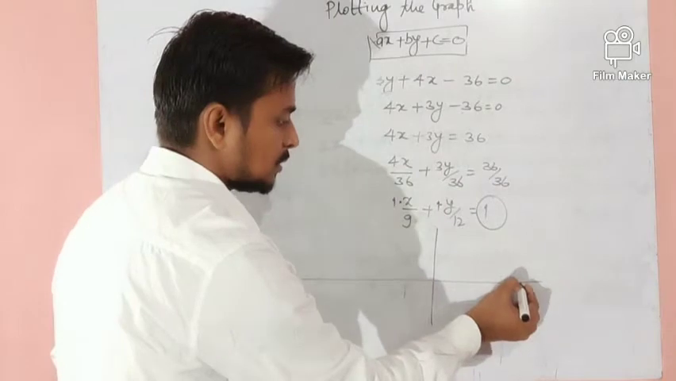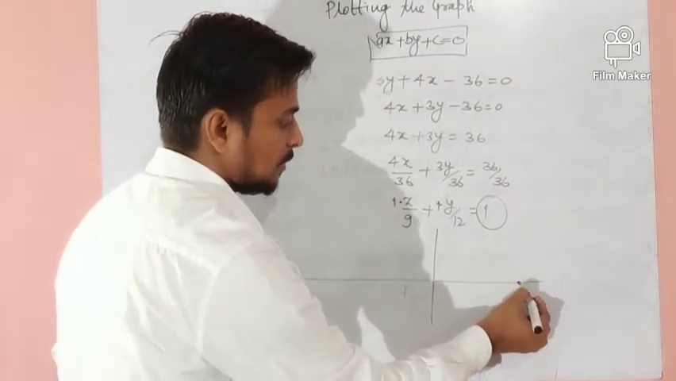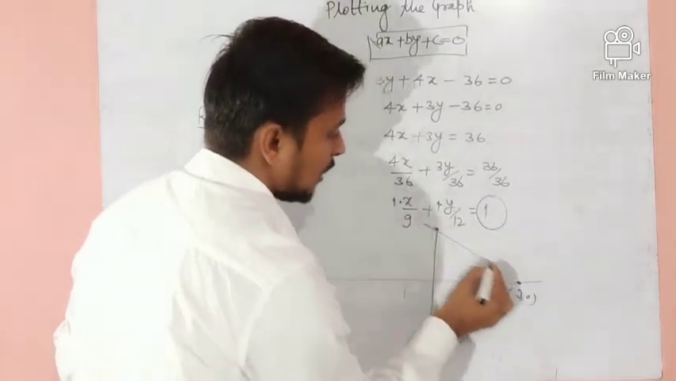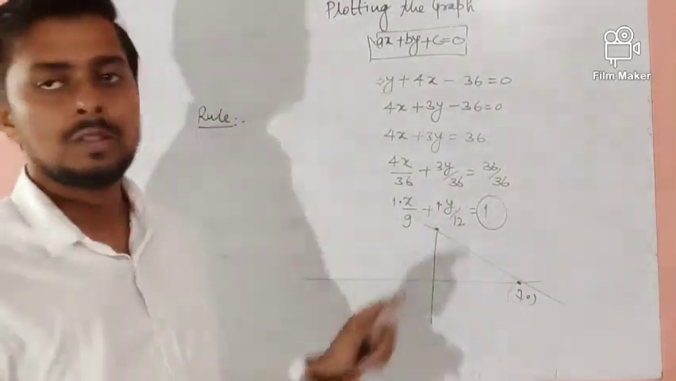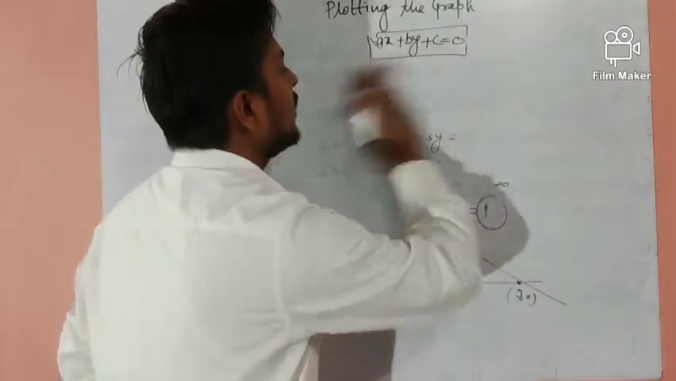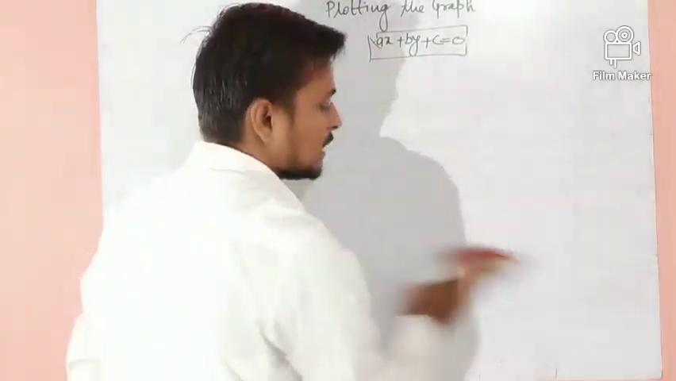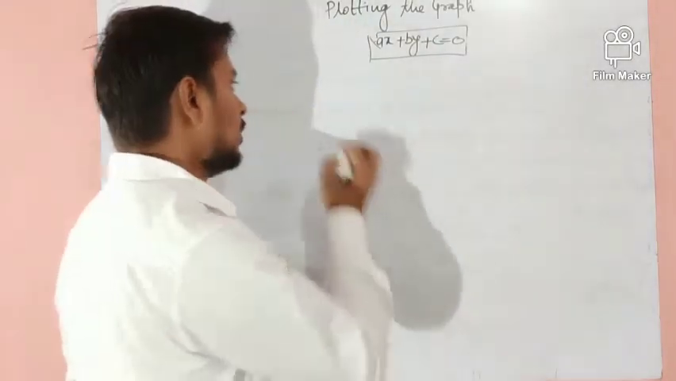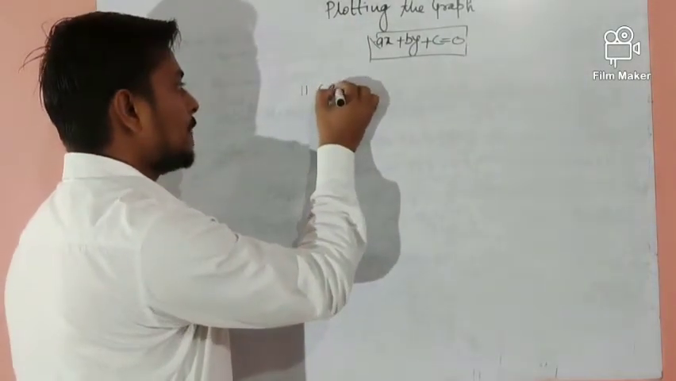So the plotting will be what? X is 9. So on the x axis 9 comma 0. On the y axis 12. Suppose this is 12. So join this and this, and this will be the line. So this is the trick that you will follow. Otherwise the table rule you know very well. Do that.